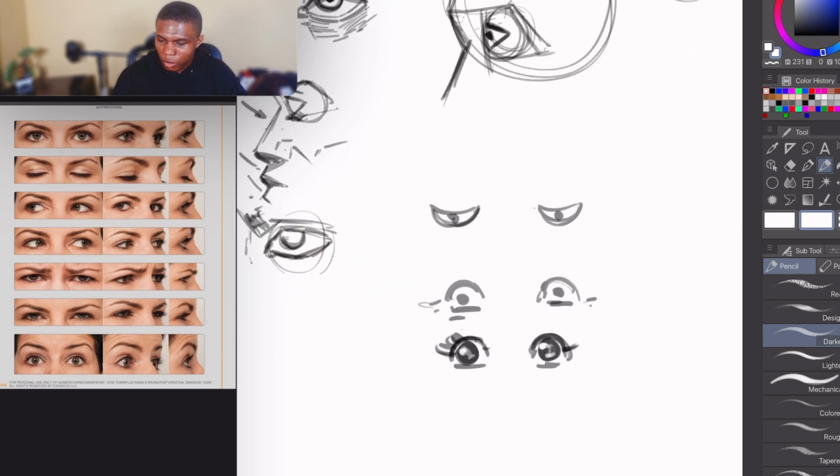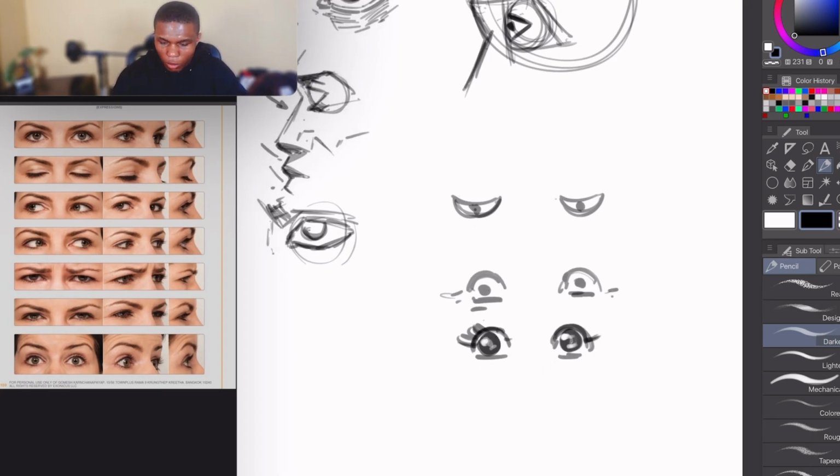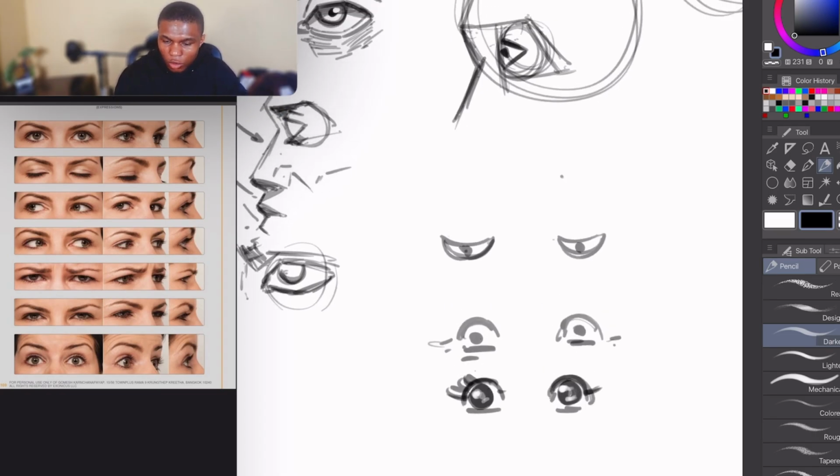So you could tell a lot of story with the position of the eye and also the eyebrow as well. You can see this guy here already telling something with his eyebrow.